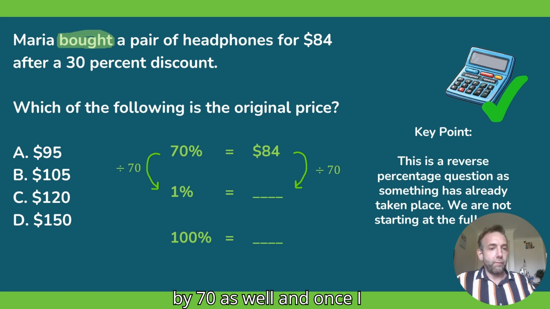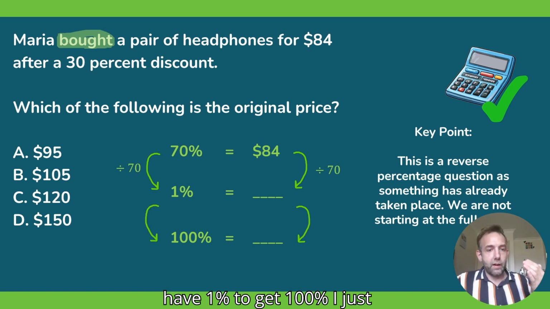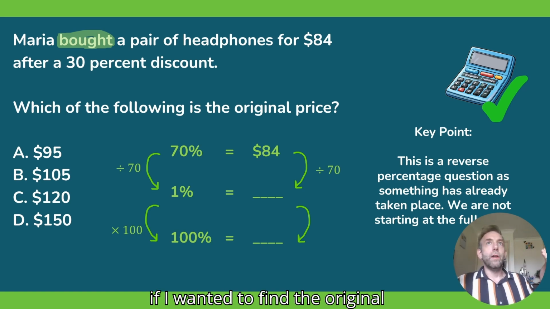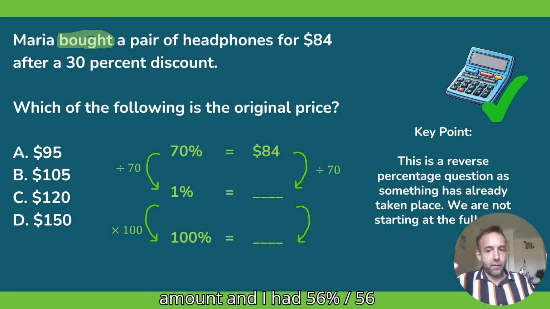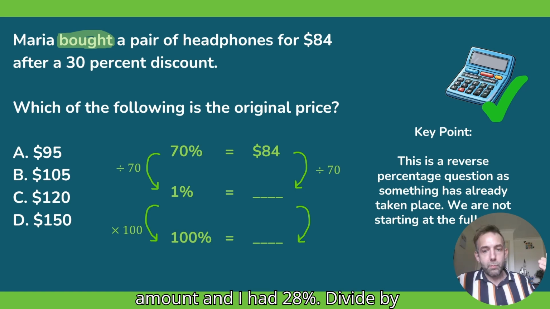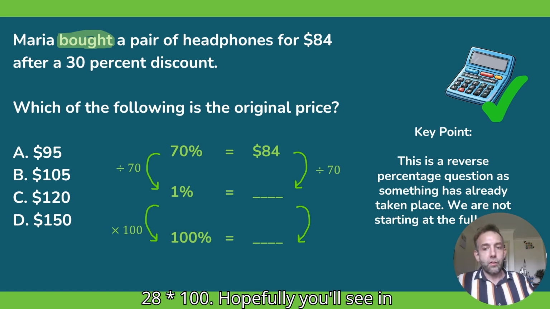And once I have 1%, to get 100%, I just need to times by 100, okay? So if I wanted to find the original amount and I had 56%, divide by 56 times 100. If I wanted the original amount and I had 28%, divide by 28 times 100. Hopefully you're seeing a pattern there.